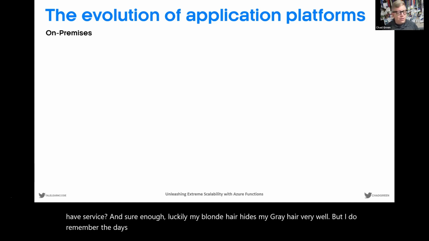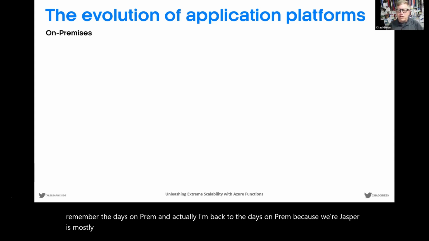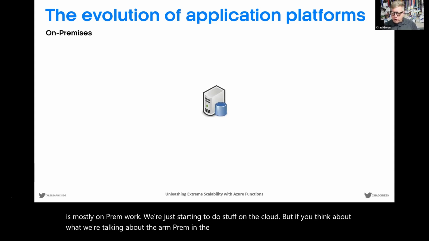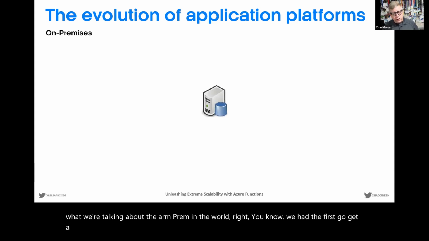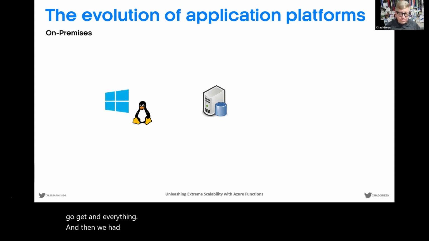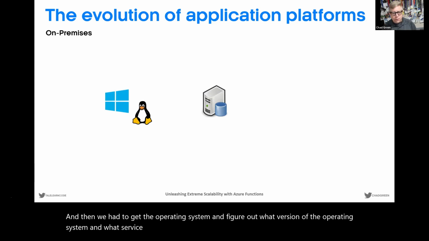And actually, I'm back to the days on-prem because Jasper is mostly on-prem. We're just starting to do stuff on the cloud. But if you think about what we talked about on-prem in the world, right? We had to first go get a server, and usually that was a big purchase and would take forever to get. And then we had to get the operating system and figure out what version of the operating system and what service packs and all that good stuff.